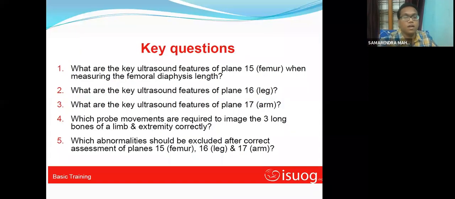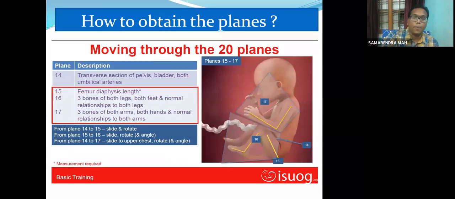So the key questions are: what are the key ultrasound features of plane 15 and how to image the femur diaphysis? What are the key ultrasound features of planes 16 and 17? What probe movements are required to image the long bones of all the limbs correctly, and what abnormalities can we exclude after correct assessment of planes 15, 16, and 17?